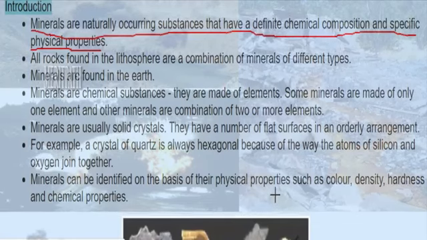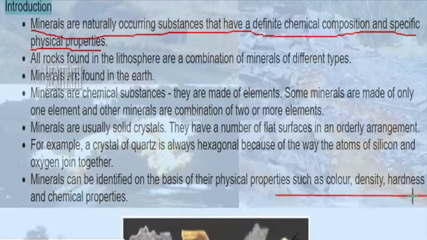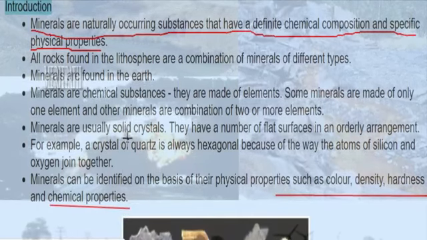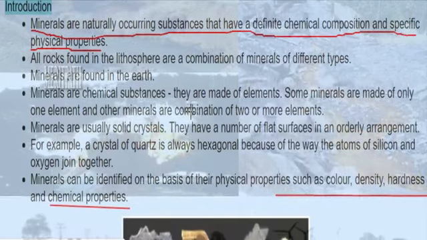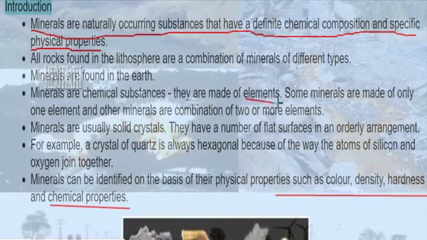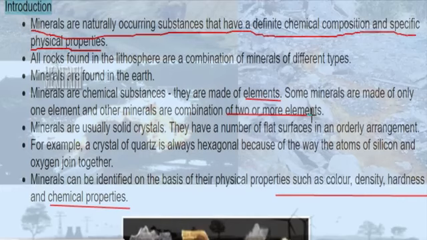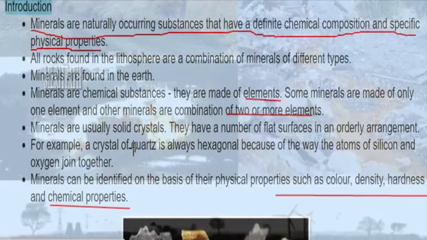We need to identify them with the help of physical properties such as color, density, hardness, and chemical properties such as solubility. Minerals are chemical substances. They are made up of elements. They are made up of one element or the combination of two or more elements.